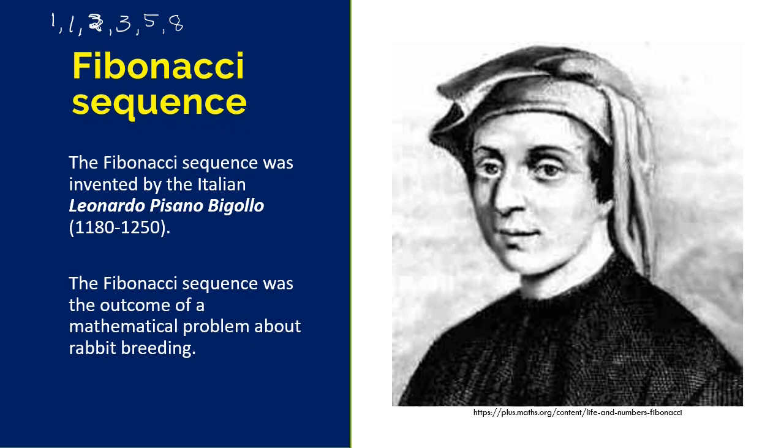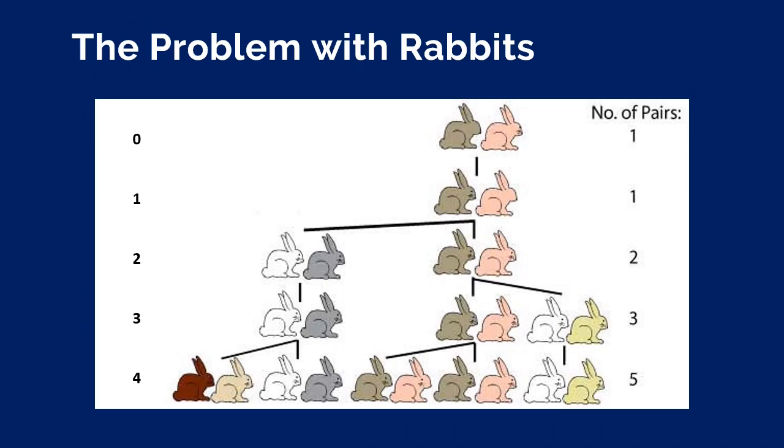The Fibonacci sequence was invented by the Italian Leonardo Pisano Bigollo. The Fibonacci sequence was the outcome of a mathematical problem about rabbit breeding. So he observed a newly born pair of rabbits, one male and one female. They are able to mate at the age of 1 month, so that at the end of its second month, a female can produce another pair of rabbits. Our assumption here is that rabbits never die and that the female always produces one pair, one male and one female, every month from the second month on.